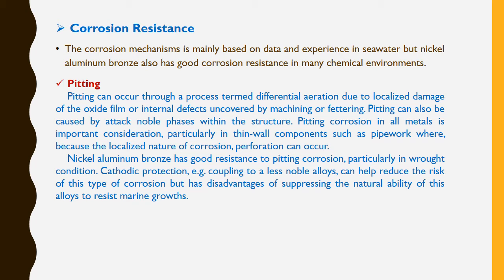Pitting corrosion in all metals is an important consideration, particularly in thin wall components such as pipework, where, because of the localized nature of corrosion, perforation can occur. Nickel aluminum bronze has good resistance to pitting corrosion, particularly in rough conditions. Cathodic protection, for example coupling to a less noble alloy, can help reduce the risk of this type of corrosion, but has the disadvantage of suppressing the natural ability of this alloy to resist marine growth.